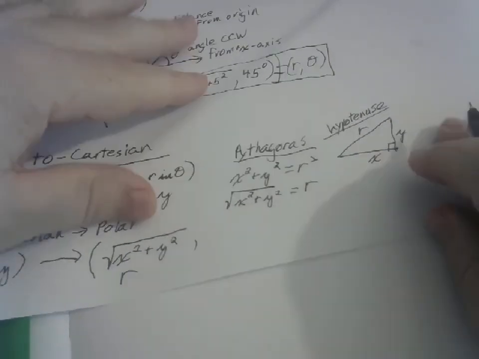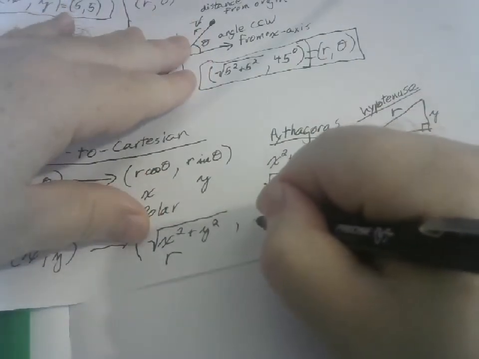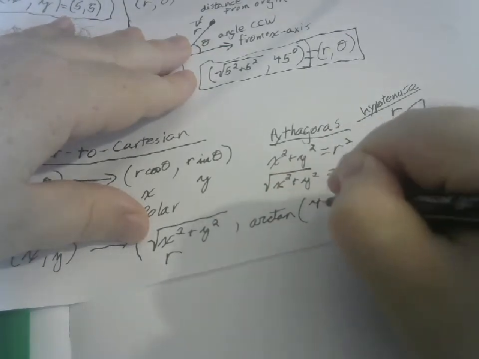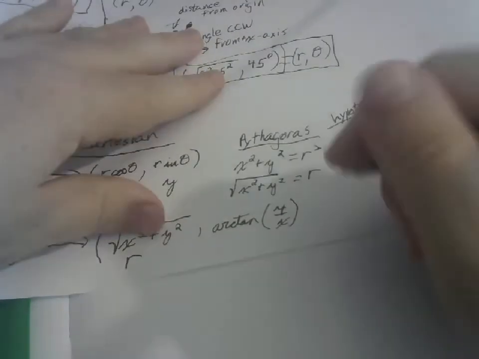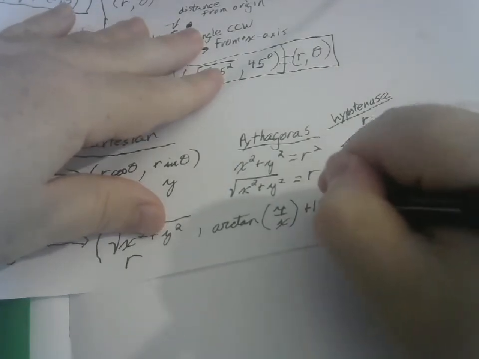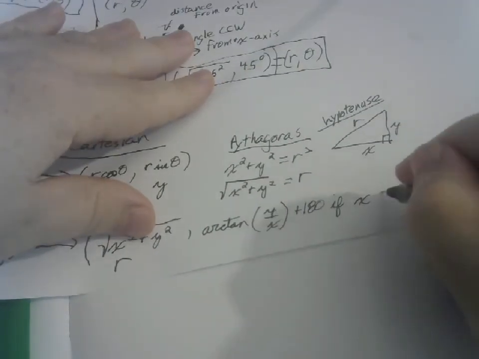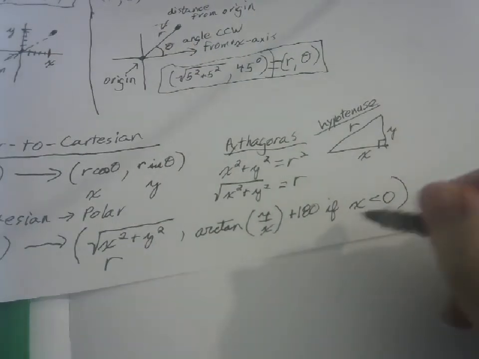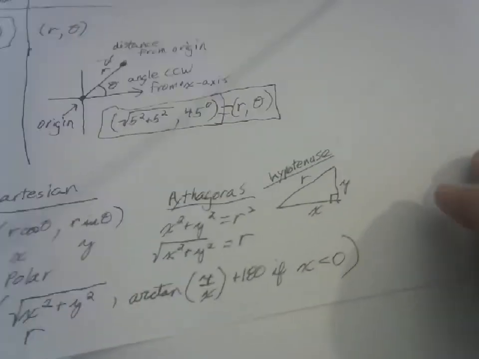Now the angle is going to look a little bit strange, but it is arctangent of y over x, and then there's a conditional, plus 180 if x is less than 0. So if x is greater than 0, we don't add 180. If x is less than 0, we do add 180. Let me show you why that's the case.